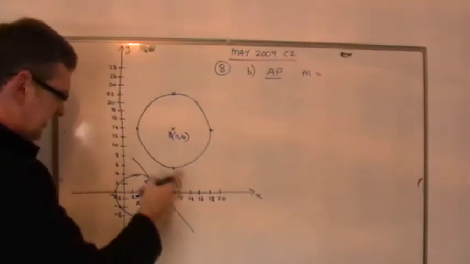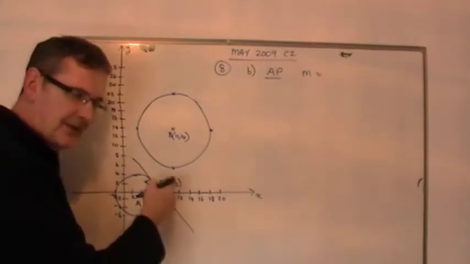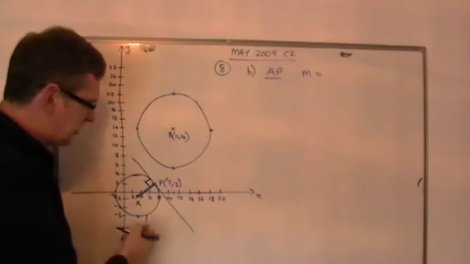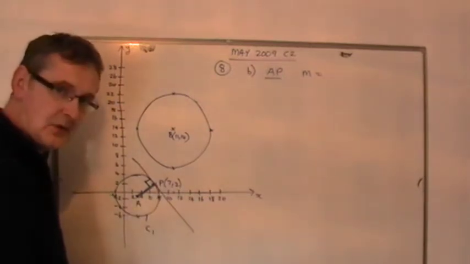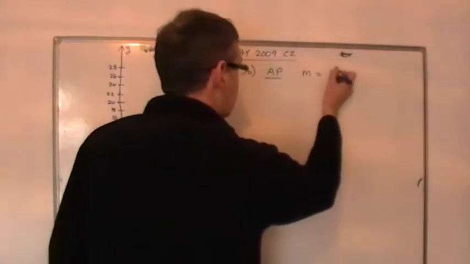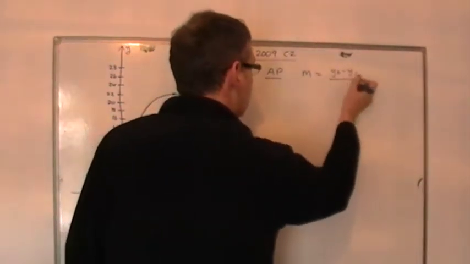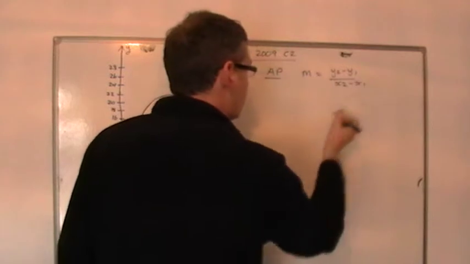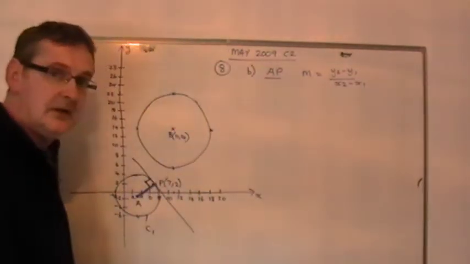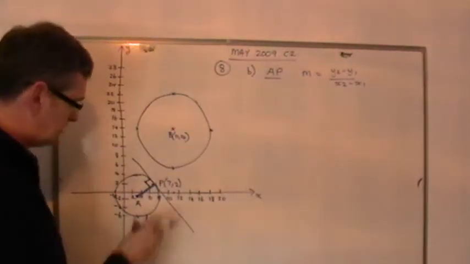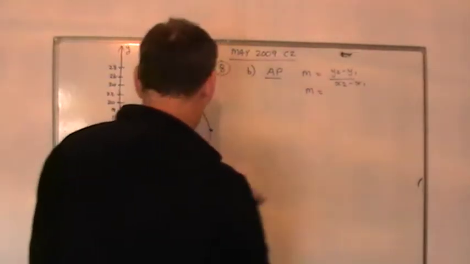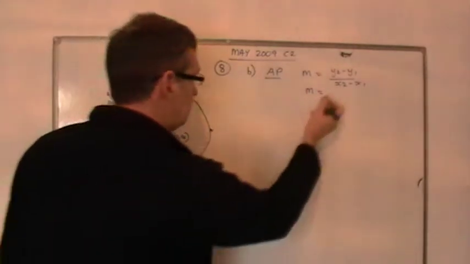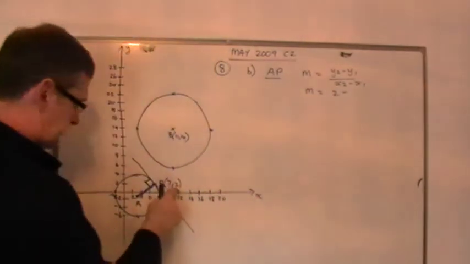Okay, well, there's a lot going on there, so I'm not going to put any more notation in the picture. I'm going to call P (x2, y2). I'm going to call A (x1, y1). So I'm going to simply do y2 minus y1 over x2 minus x1 as the formula for the gradient of a line joining 2 points, which is coordinate geometry work. So the gradient of AP will be y2, the y value of the point P.